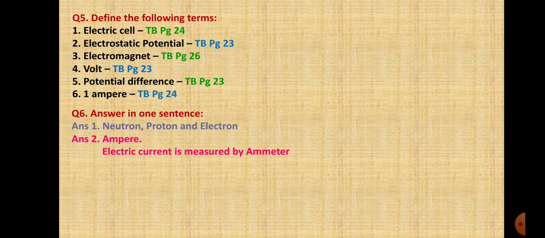Third one: you must have seen the car battery available in the market. It is called a battery and not a cell. Why? Because more than one cell in a group are connected in a circuit.